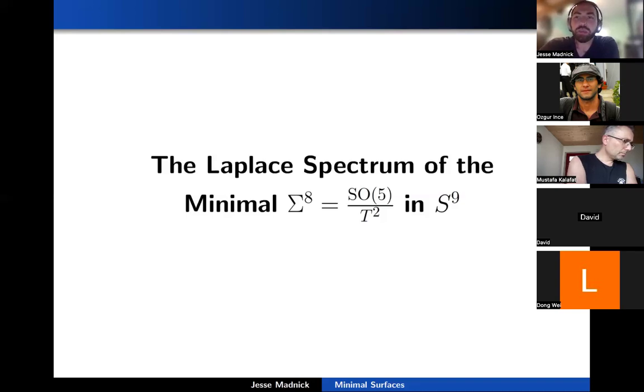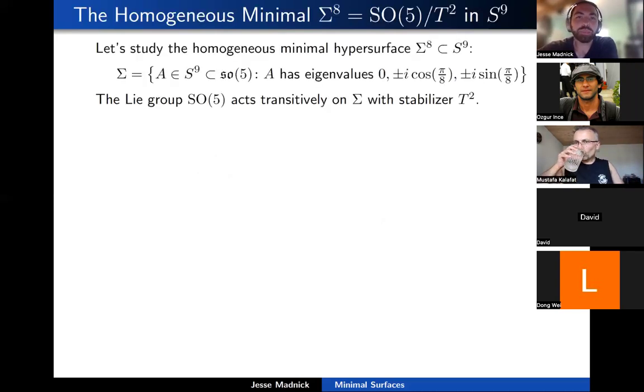Let's actually run this method to calculate the Laplace spectrum and therefore the index of the 8-dimensional minimal hypersurface in the 9-sphere. Let's first say what that hypersurface is. There's a very nice concrete interpretation of it. We're going to think of sigma as the set of skew symmetric 5x5 matrices of norm 1 that have eigenvalues 0, plus or minus i cosine pi over 8, plus or minus i sine pi over 8.